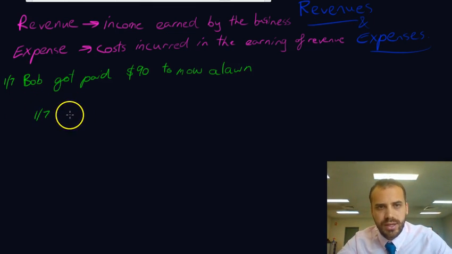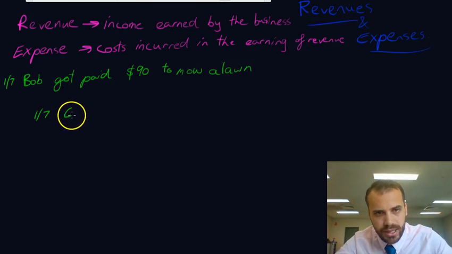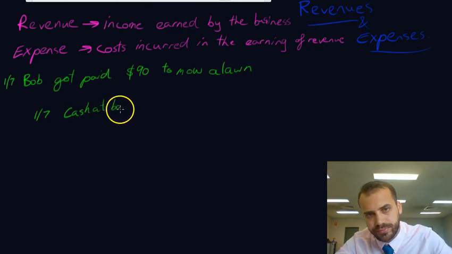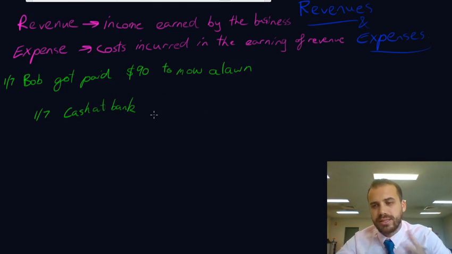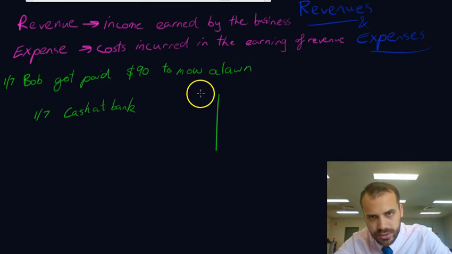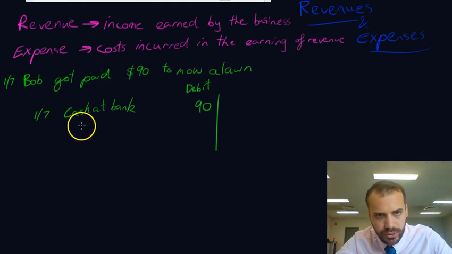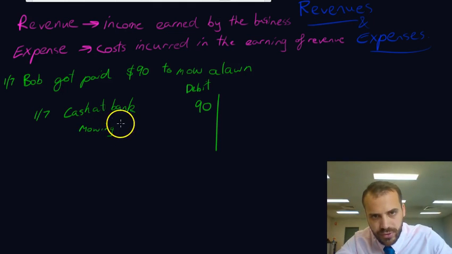1st of the 7th. Now there's 2 accounts that are being changed here. First one's pretty simple. $90 got paid to the business. So that means that cash at bank is going to go up. And you guys know that cash at bank is an asset. Now, cash at bank is an asset, so we have to debit cash at bank. Let's do that now. Debit $90. So the problem is that there needs to be a matching transaction. There needs to be a credit. And it makes sense that there should be, because we'll call this mowing revenue.